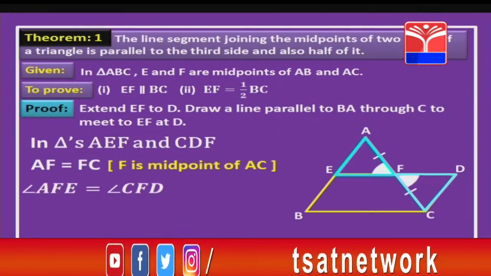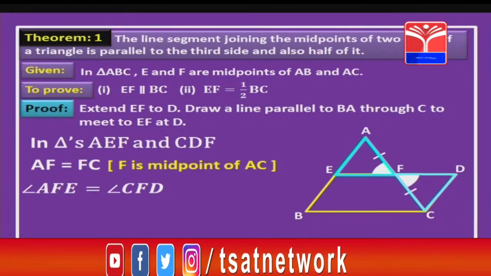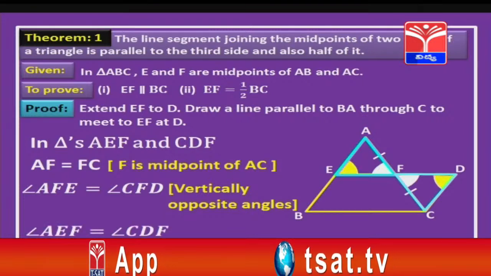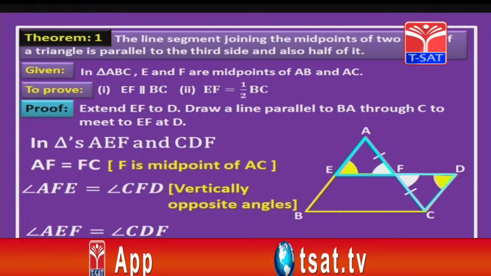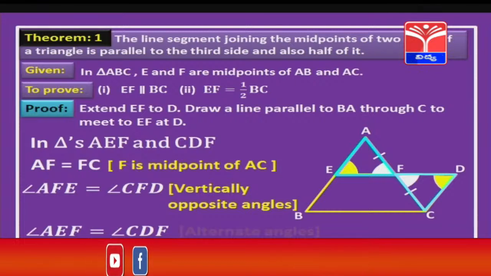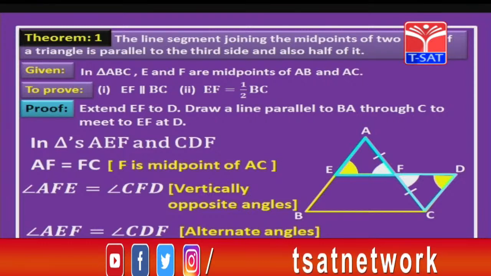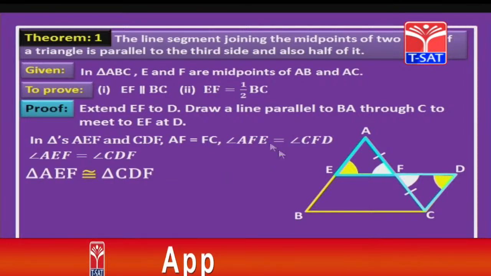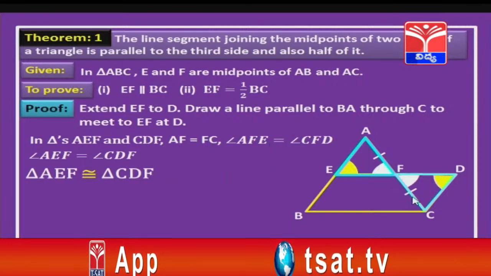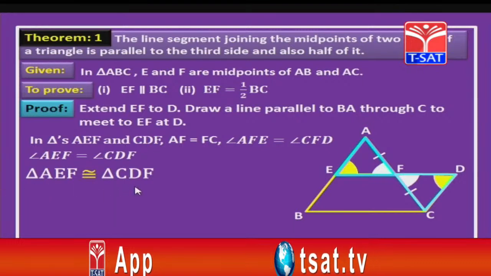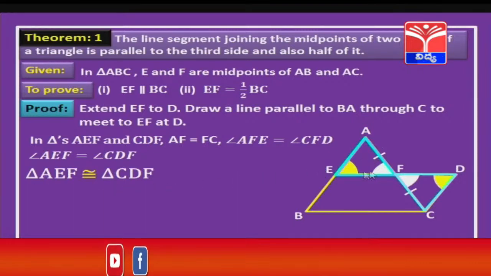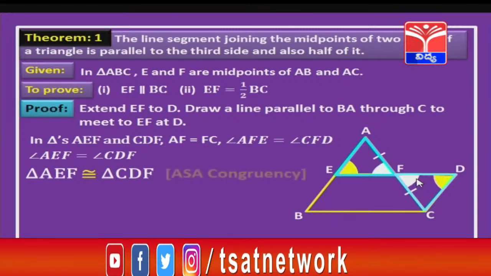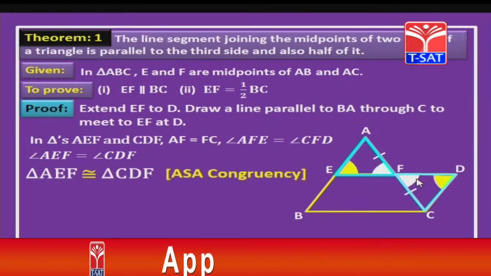And if you notice, angle AFE and angle CFD are equal because they are vertically opposite angles. At the same time, angle AEF and angle CDF are equal. Why are they equal? Because they form alternate interior angles. So, in these two triangles, two angles and one side of one triangle are respectively equal to two angles and one side of another triangle. So, I can write these two triangles are congruent, that is triangle AEF and CDF are congruent. What is the reason? You are right, by ASA congruency.